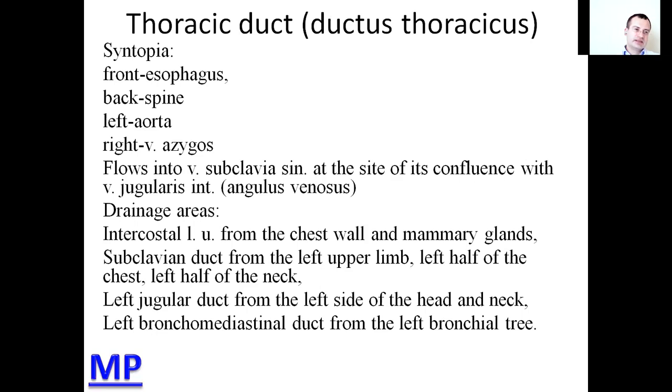Thoracic duct. Syntopy: in front, esophagus; back, spine; left, aorta; right, vena azygos. Flows into the left subclavian vein at the site of its confluence with the internal jugular vein, the venous angle. Drainage areas: intercostal duct from the chest wall and mammary glands; subclavian duct from the left upper limb, left half of the chest, left half of the neck; left jugular duct from the left side of the head and neck; left bronchomediastinal duct from the left bronchial tree.